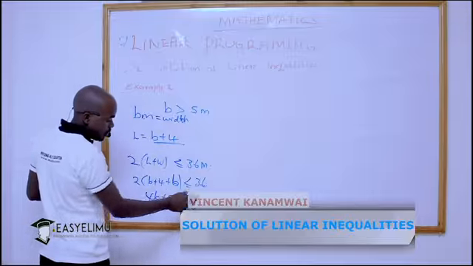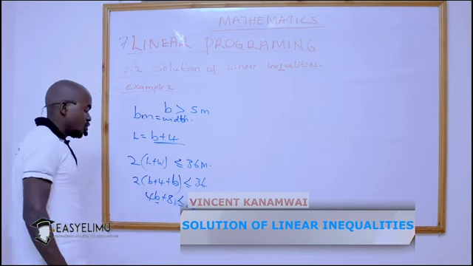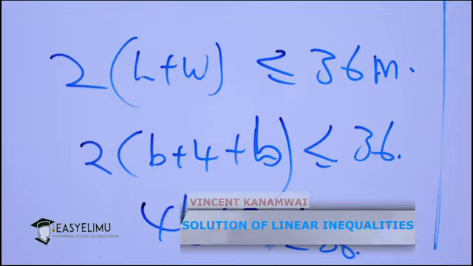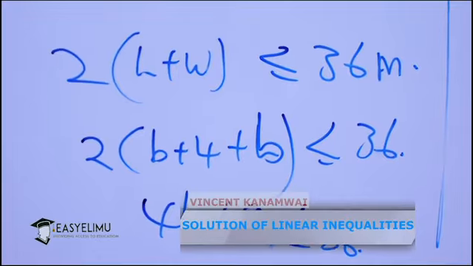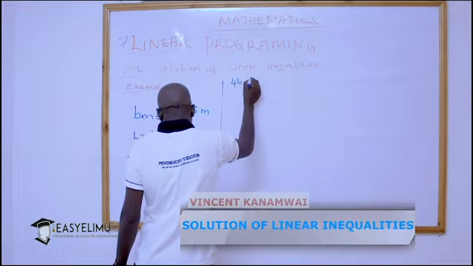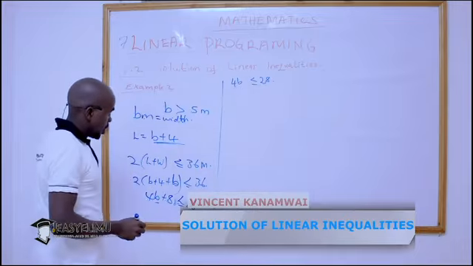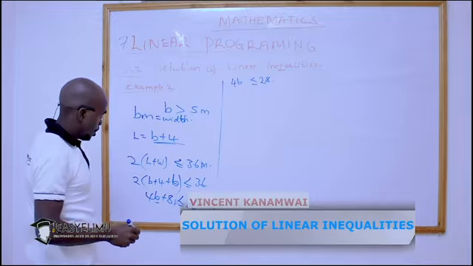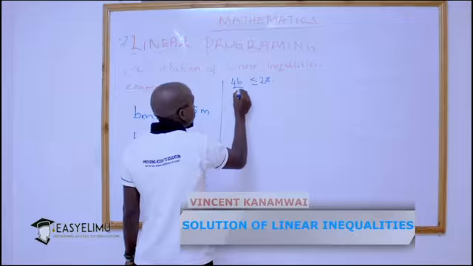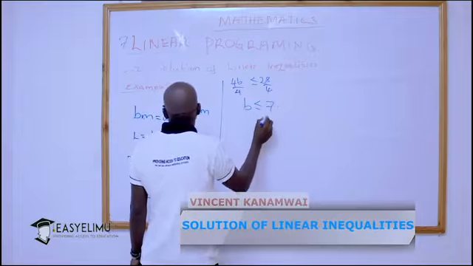So bring it the other way. We are finding that if you take 36 and subtract 8, it is going to be something like 28. So if we have 4b is less than or equal to 28, then what we are obtaining here is that b is less than or equal to 7.